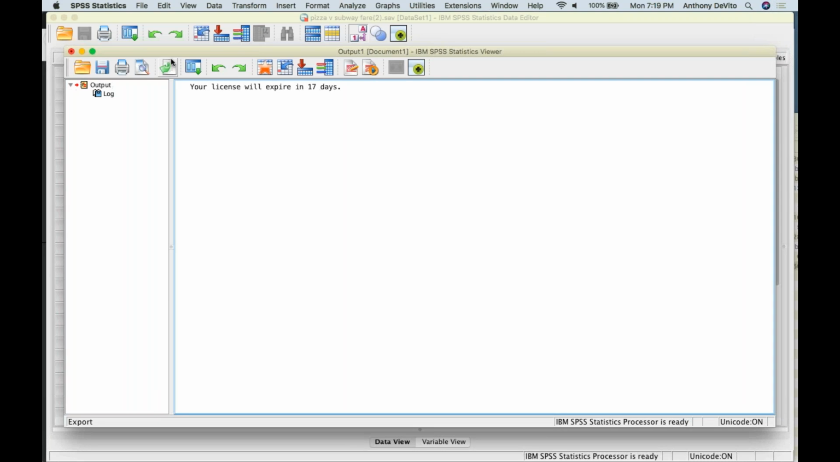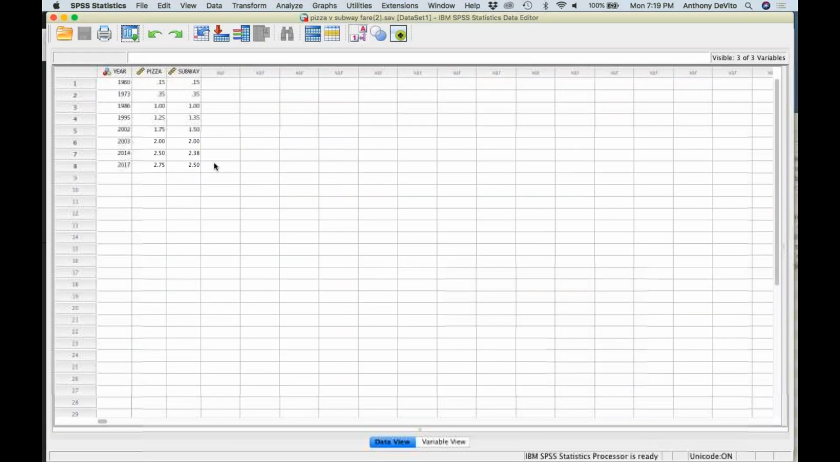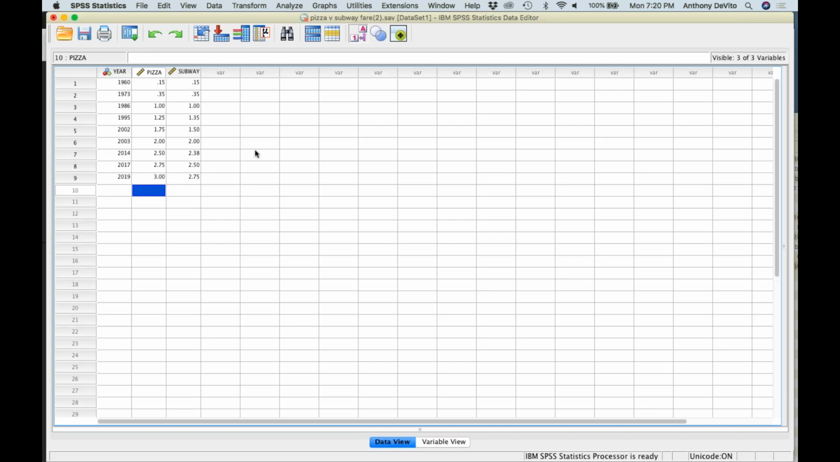Okay. It keeps warning me about my license. It's just going to make it to the end of this summer session. Okay, so here we go. I'm going to add in the last one I just added, 2019, $3 for a slice of pizza, and $2.75. Oops, I made a mistake there. It should be $3. Okay, I added in that last piece of data that I was talking about.